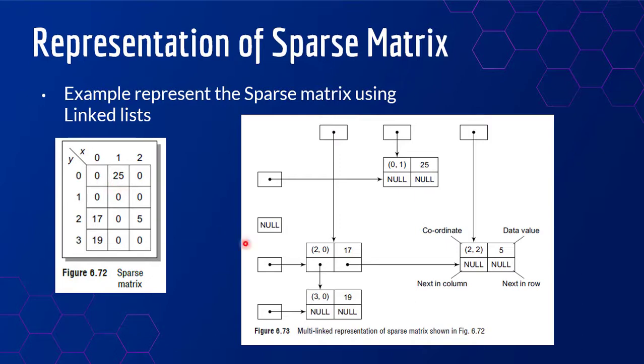So how does the node look like? The node has 4 fields. The first one is the coordinate, the next one is the data value, and these two are the links. Link to the next column and link to the next row.